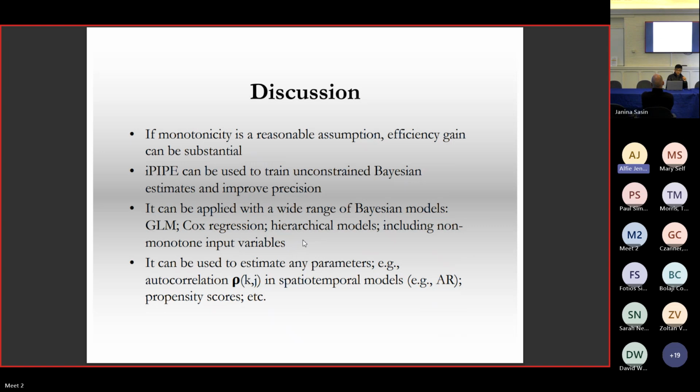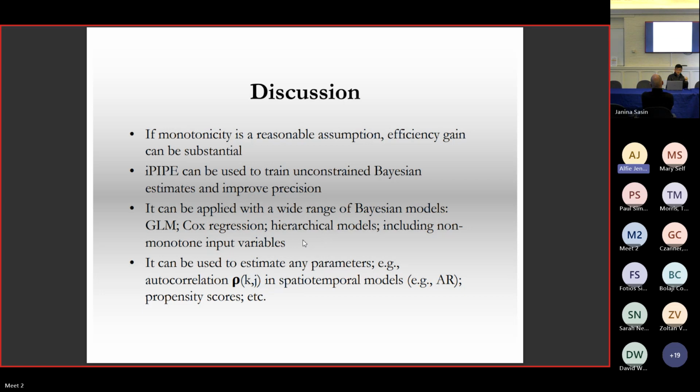So a few talking points. Hopefully, the previous simulation shows you that if monotonicity is a reasonable assumption, efficiency gain can be very, very substantial, right? And IPipe can be used with a broad range of models. So in one example, I show you that it can be applied in a Bayesian hierarchical model setting, but it can be applied to generalized linear models, Cox regression, and any type of models.